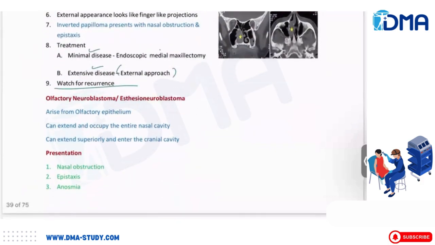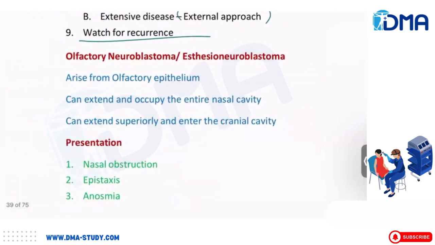Another tumor of the nasal cavity is olfactory neuroblastoma or esthesioneuroblastoma. You know very well, olfactory nerves originate from the nasal cavity roof. At the roof, where the olfactory epithelium is present, if a tumor arises, that tumor is named olfactory neuroblastoma. It can arise from the olfactory epithelium. It can extend and occupy the entire nasal cavity. It can extend superiorly and occupy the entire cranial cavity.